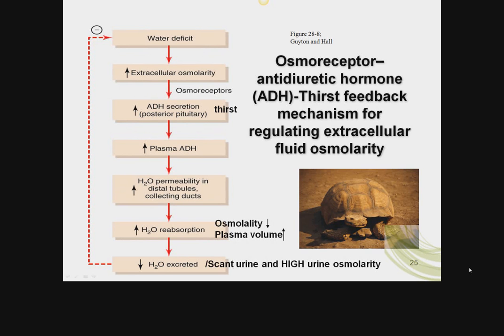As your plasma ADH goes up, the collecting tubules, collecting ducts, and medullary ducts will insert aquaporins, and this means increased water permeability. This means more water reabsorption. As you reabsorb more water, your blood osmolality will decrease and your plasma volume will increase. Because you're reabsorbing more water, less water is going out in your urine, and you are producing a scant, highly concentrated urine.